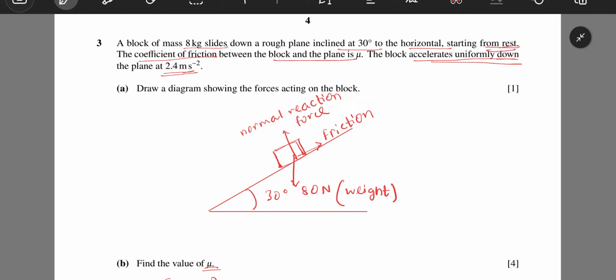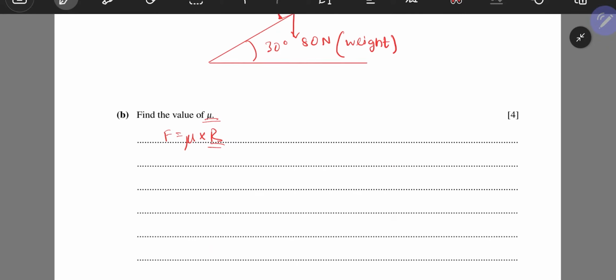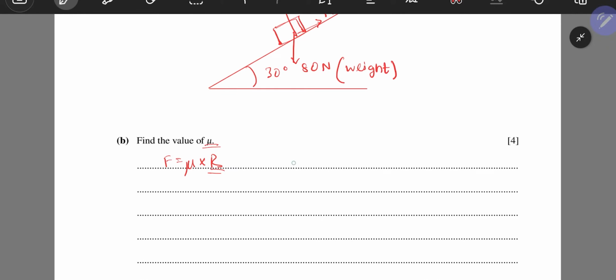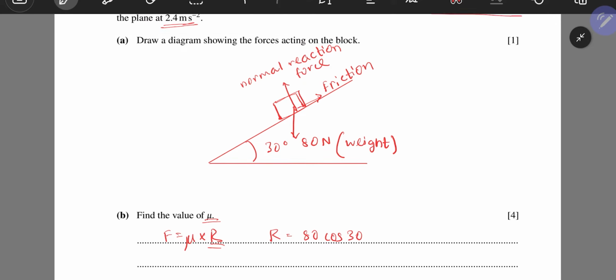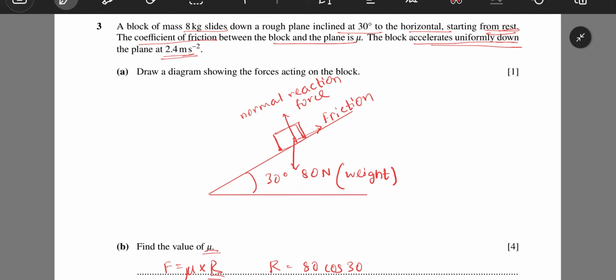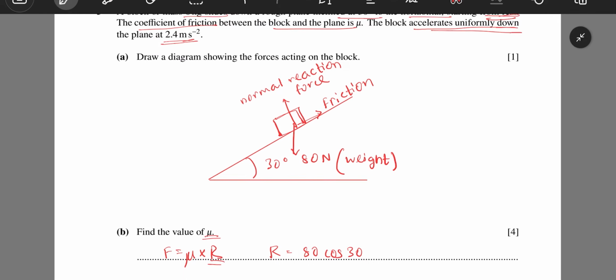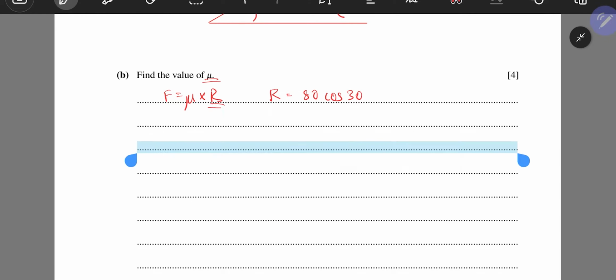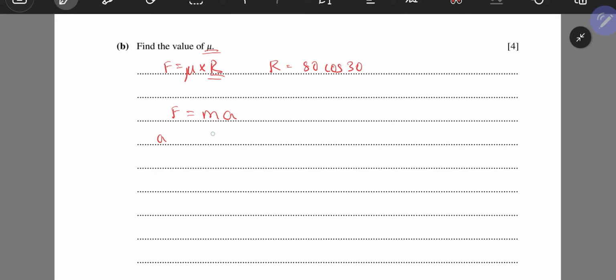And for that, it's as simple as 80 cos 30. So R equals 80 cos 30. So that is done. And then what's happening? The block is accelerating downwards. So the very basic formula, F equals ma, mass times acceleration. So a equals force by mass. This force is the resultant force, of course.